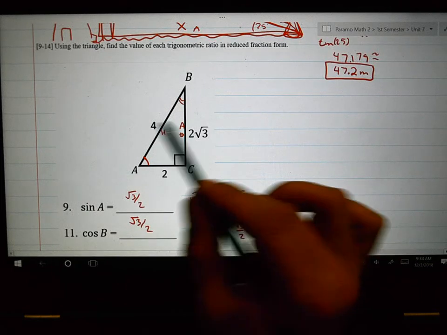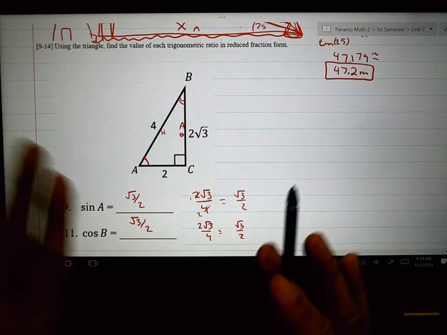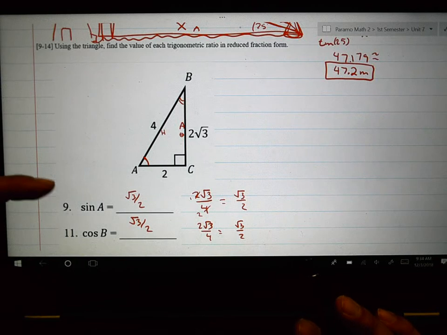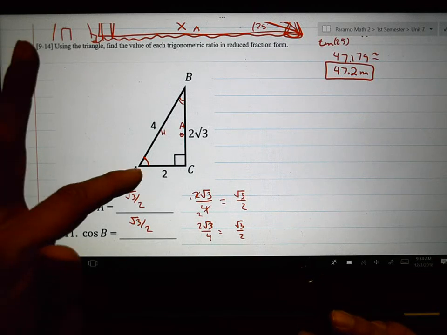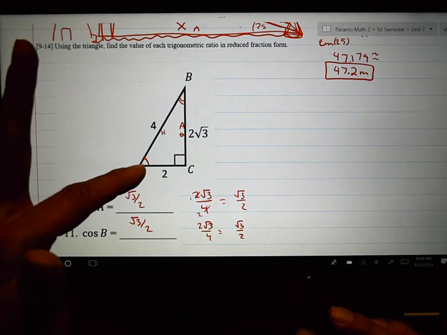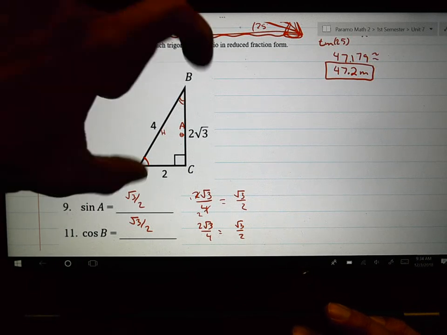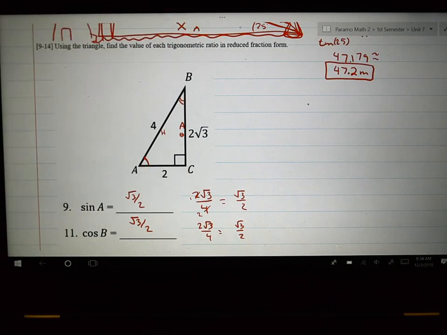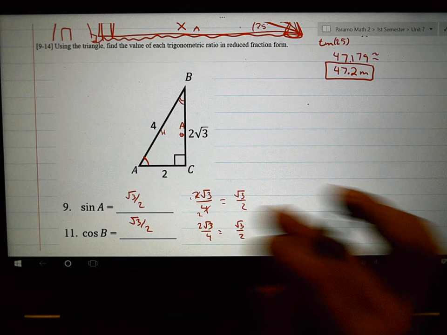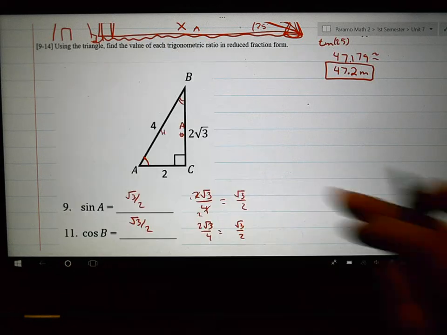The whole idea behind what they're going to be asking you questions on over on 9 through 11 is you can see that the sine of A, the sine of this side, is going to be equal to the cosine of this side. The two acute angles, the sine and cosine, they are equivalent to each other every single time. It's kind of a neat thing. So look at those kind of questions on 9 through 14.